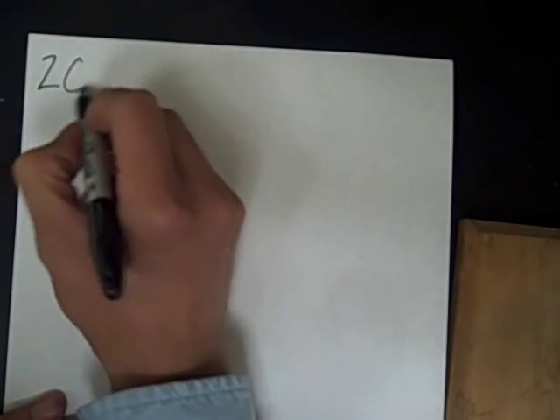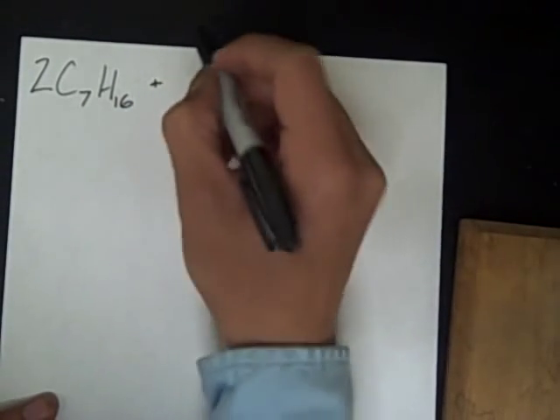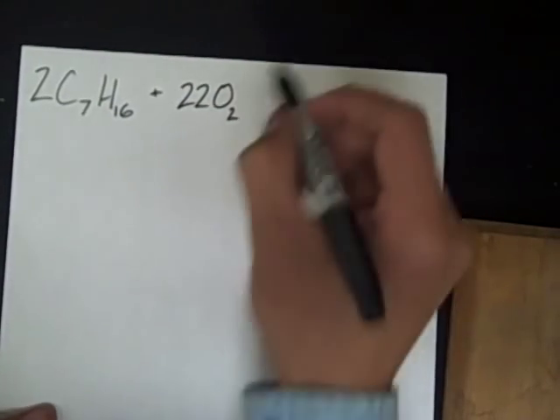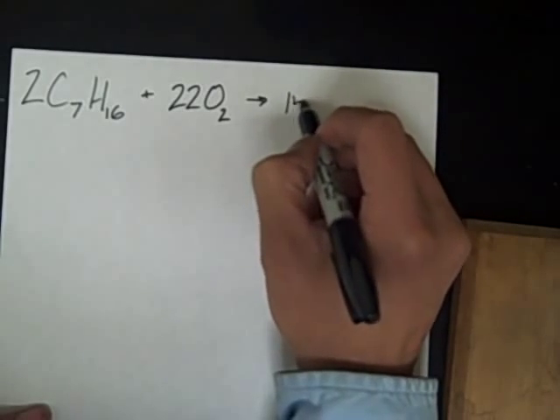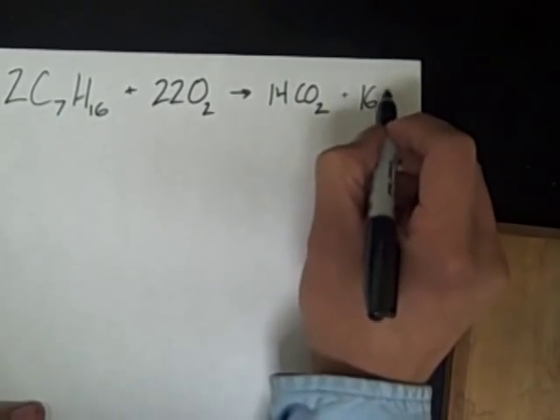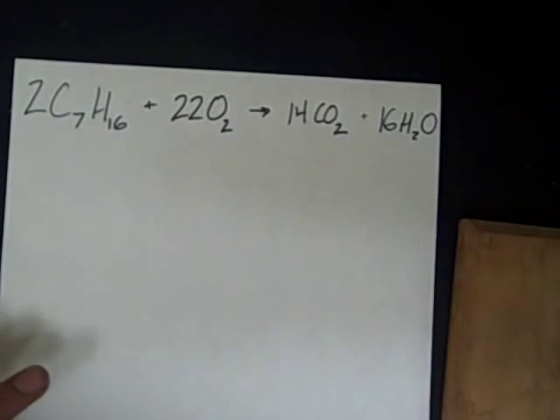I'm not going to walk through completely how to balance this, but I'm just going to start with the balanced equation. You have two of these things that's called heptane. We won't worry about that. And it reacts with 22 oxygens to produce 14 molecules of carbon dioxide and 16 molecules of water. Alright, this is the balanced equation here. And what the question asks is what mass of water will be produced from 30 grams of oxygen.